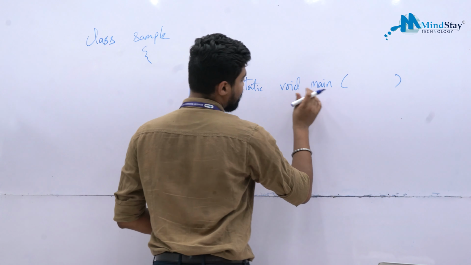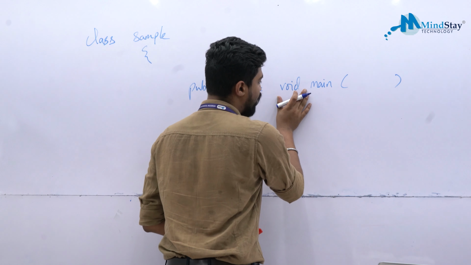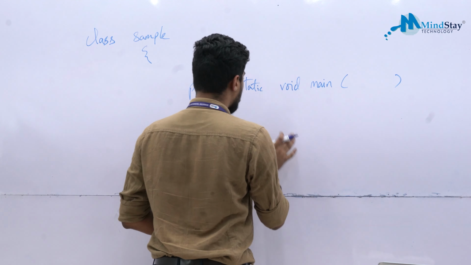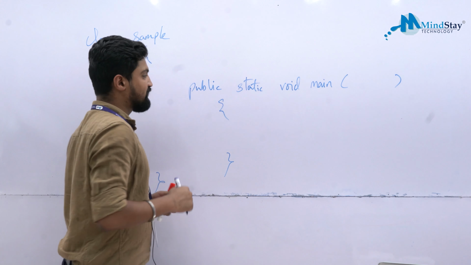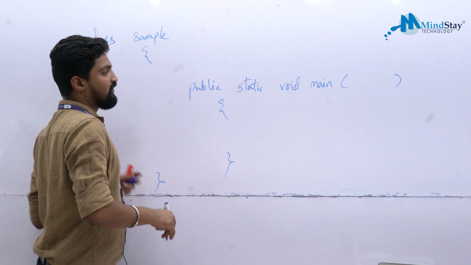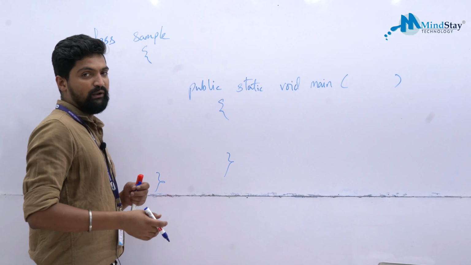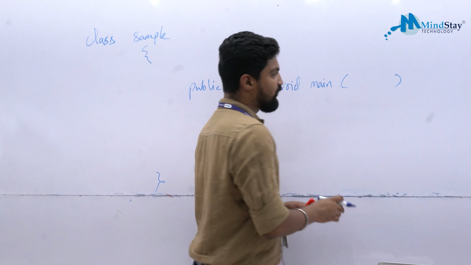I'm going to say that we don't need a return type, so it should be void. My return type here is void, so that it doesn't return any value. Static, so that the main function should be static, and we have the public access specifier so that it should be for public.